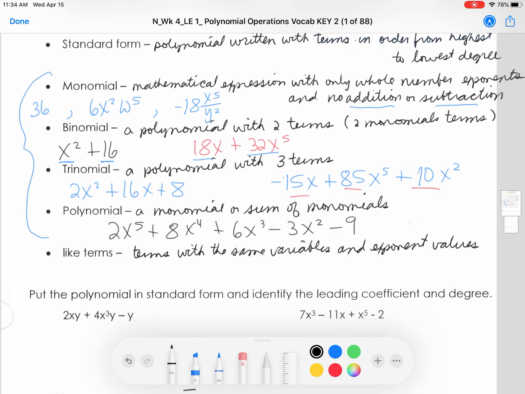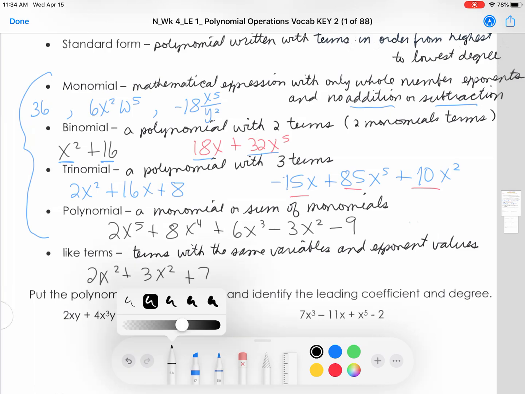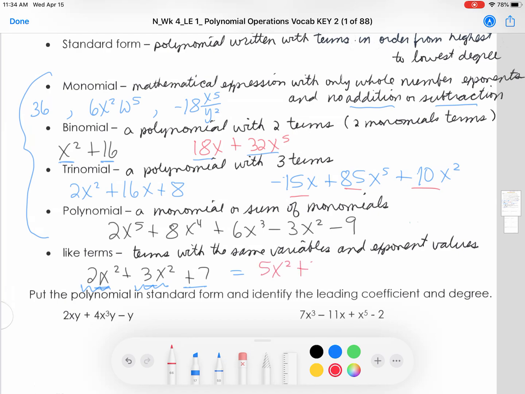If you were given a polynomial like 2x squared plus 3x squared plus 7, it initially looks like a trinomial, right? It looks like it has three terms, but in reality, these first two terms are like terms. They both have an x squared, and we know that means we can combine them. So when we combine those like terms, we have 5x squared plus 7. In reality, this is a binomial type of polynomial.